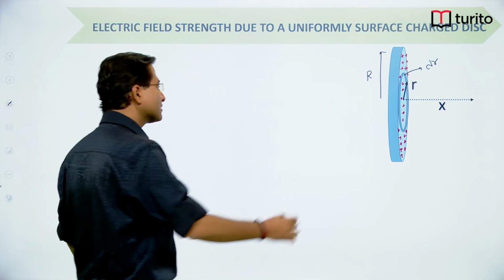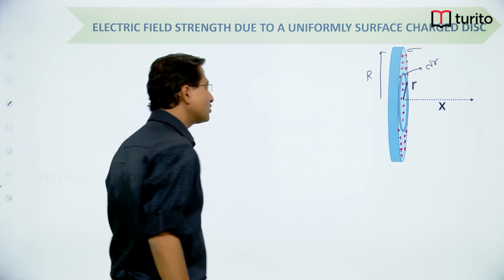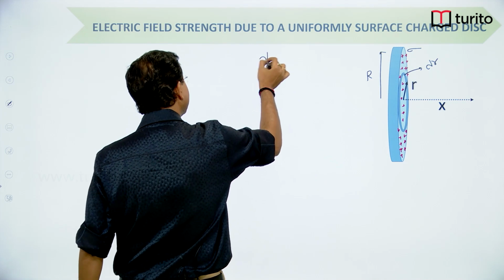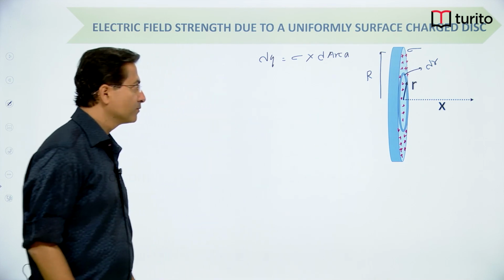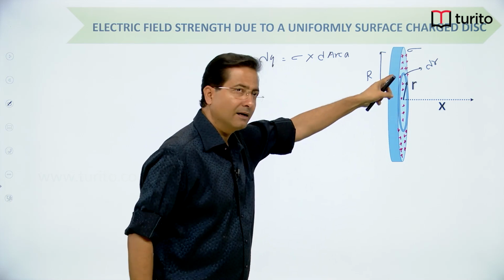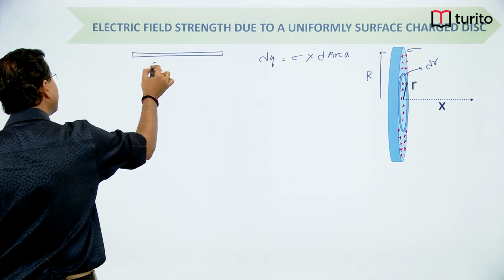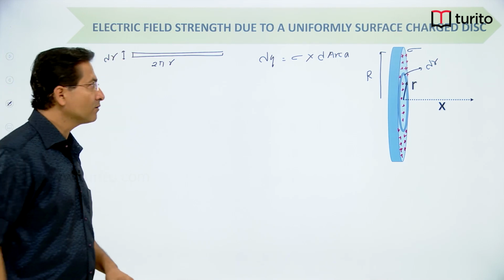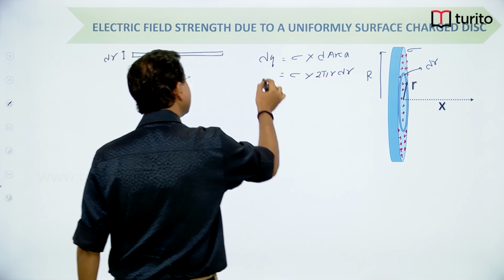So, what is the charge on this ring? If I assume that the surface charge density is sigma, since charge is distributed over the surface, I can write the charge on this ring, dq, is equal to surface charge density into area of ring. If you cut this ring and make it straight, the periphery is 2 pi r and the thickness is dr. So, the area will be 2 pi r dr, and sigma into 2 pi r dr is dq.